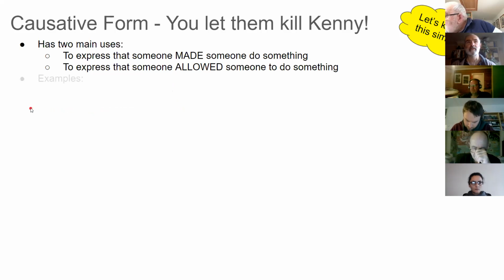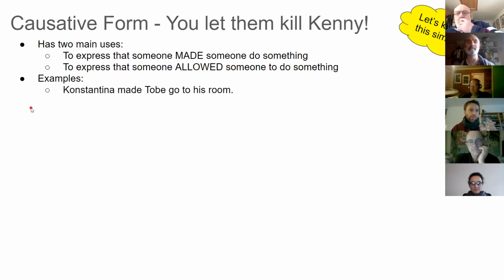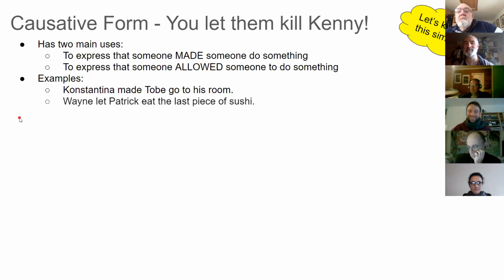Okay. Now, let's use two examples to illustrate these two situations. Number one, Constantina made Tobe go to his room because he'd been a bad boy. And second situation, Wayne let Patrick eat the last piece of sushi. Okay.